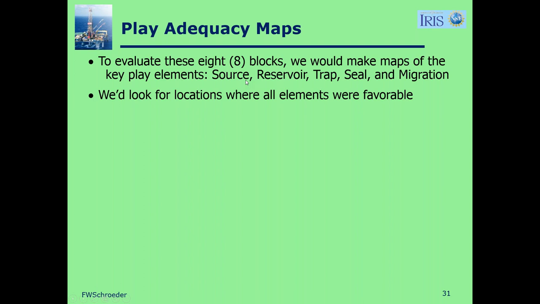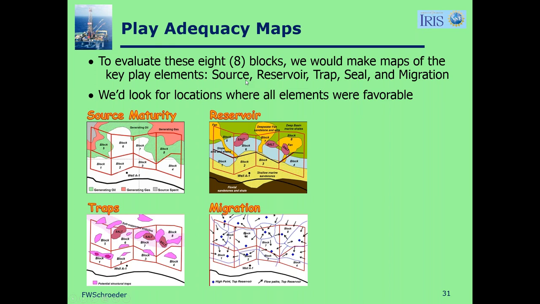And then we'll look for locations where all of the play elements are favorable. So for the example with these 8 offshore blocks, I have a source maturity map. I have a reservoir environment of deposition map. I have a map showing the structural traps. I have a map showing potential hydrocarbon migration pathways. I might have 3 or 4 or 5 additional maps.